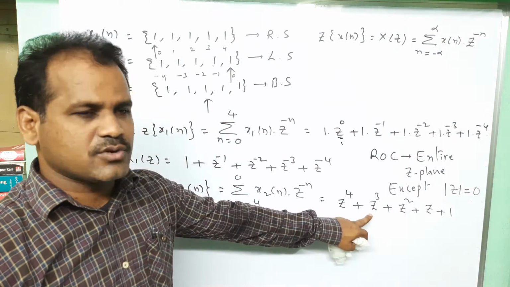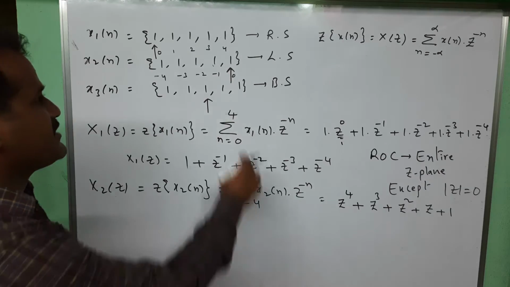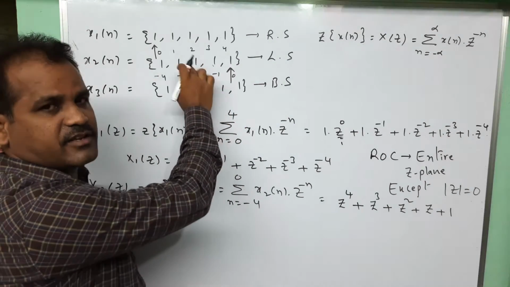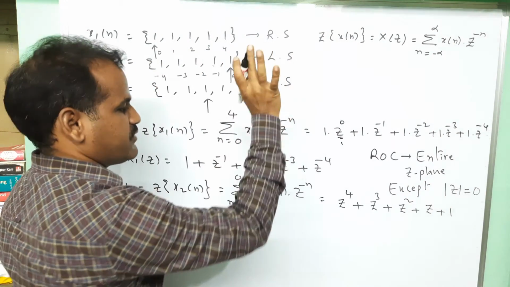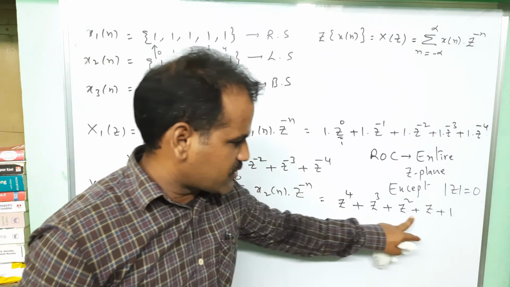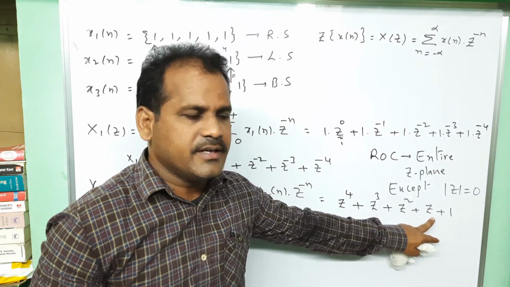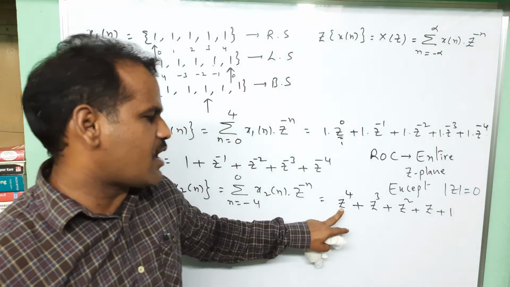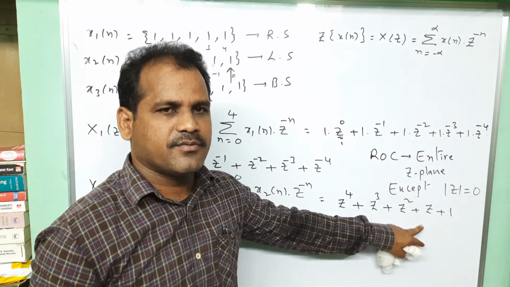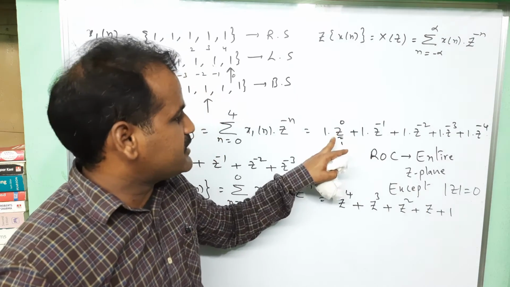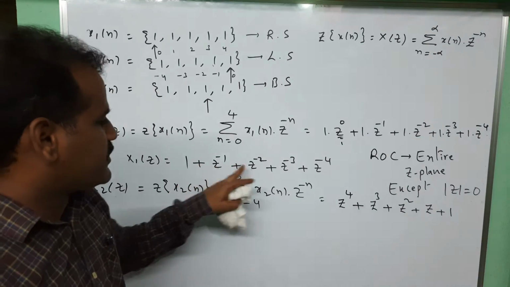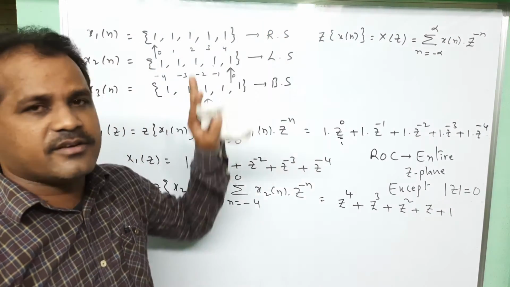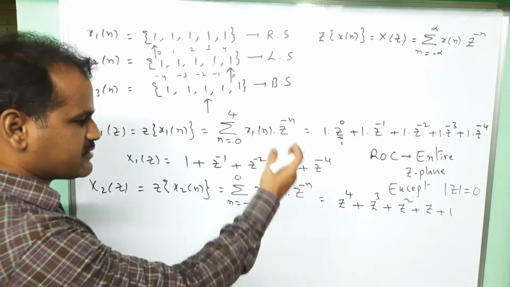This is what X2 of z we got after applying the z transform for the second sequence, which is a left side sequence. We are getting positive powers of z. Observe here, the polynomial consists of all positive powers of z for a left side signal, whereas in the right side sequence case, it is all negative powers. Anyhow, we can discuss that later.